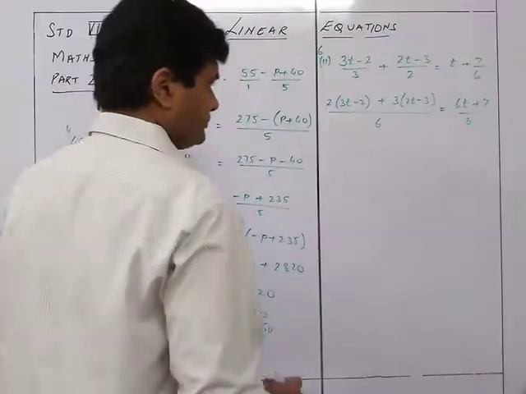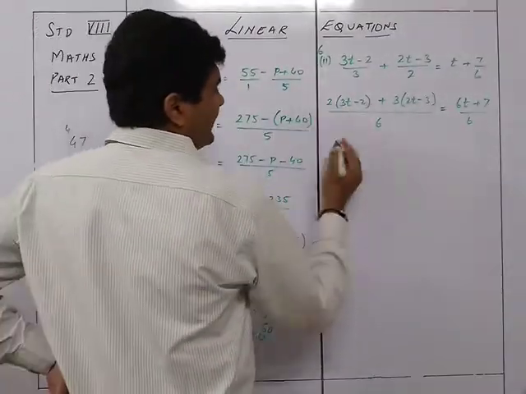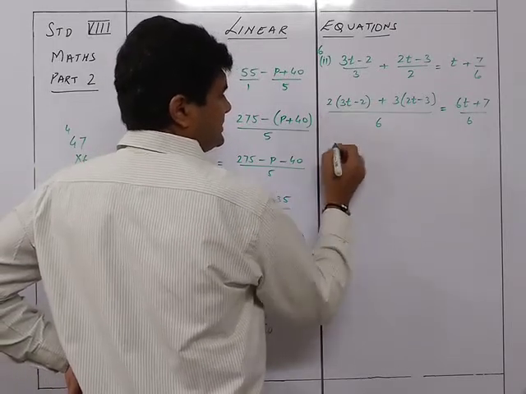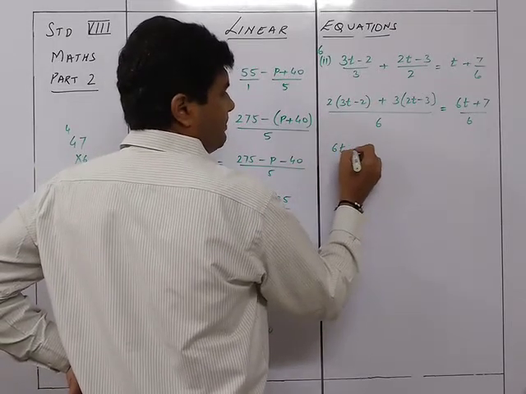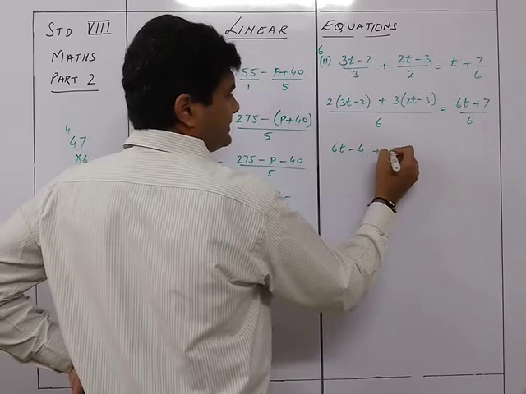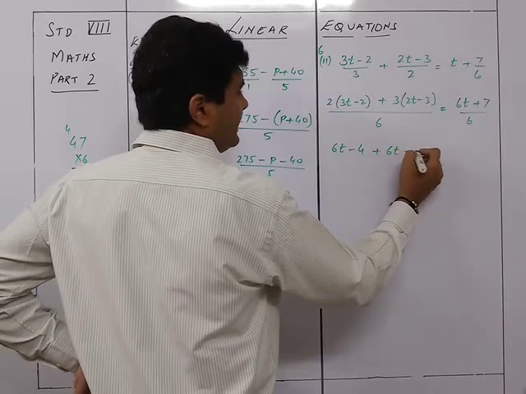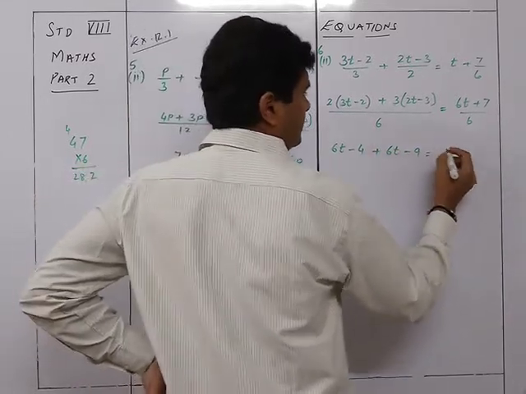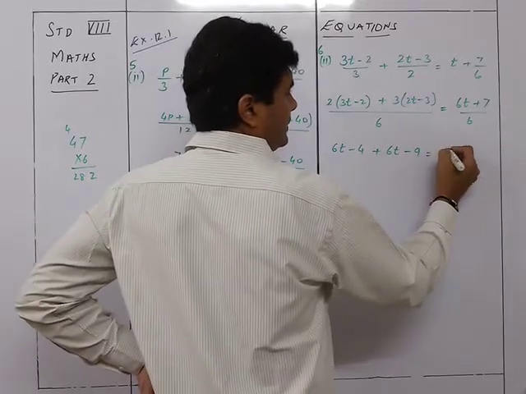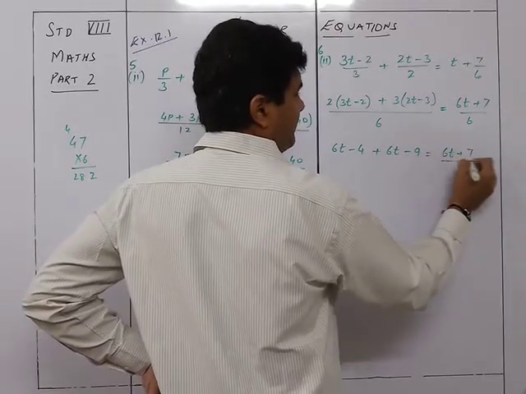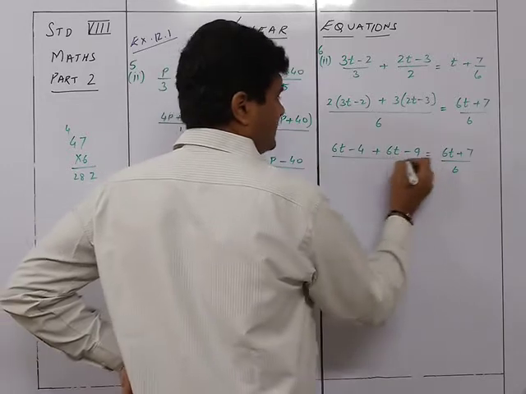Got it? So when you open the brackets, what you get is 6t minus 4 plus 6t minus 9 is equal to 6t plus 7 upon 6. Now this is also upon 6.